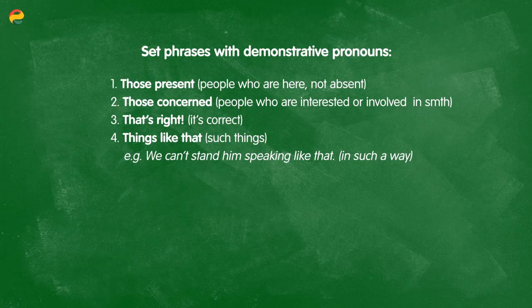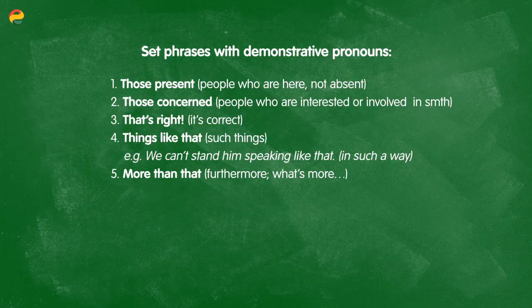For example, we can't stand him speaking like that. Or I don't like music like that. I'm saying that I don't like things similar to whatever that is. We can also say this in the positive. I can say, I love food like this. In this case, I just really like food that is similar to whatever that is. Next, more than that, or furthermore. Also, that's why, or that is, followed by the best. For example, that is the best pie I have ever eaten.